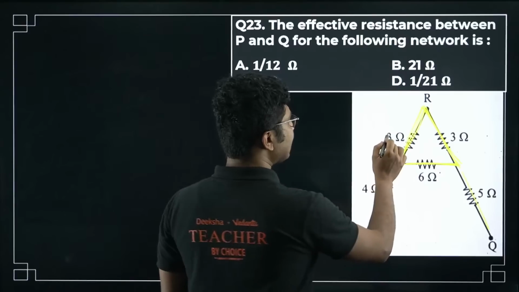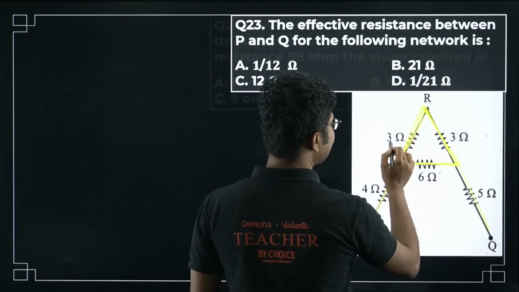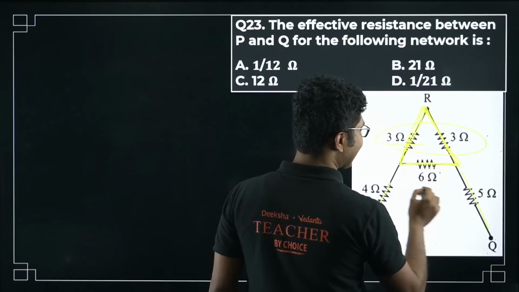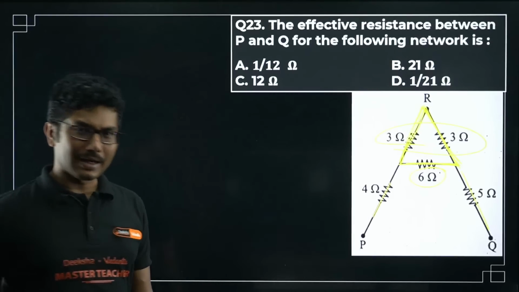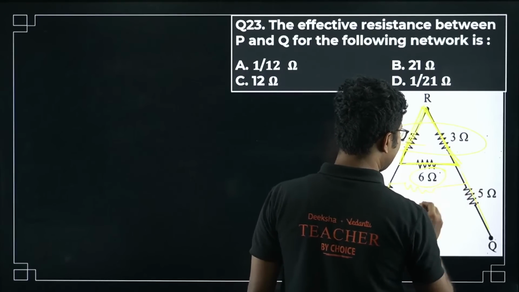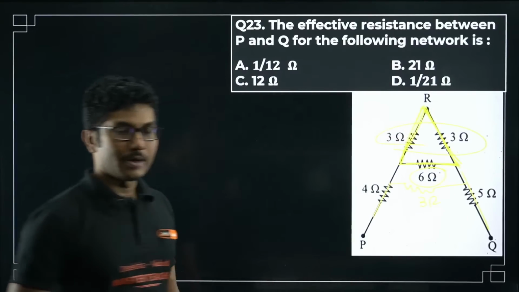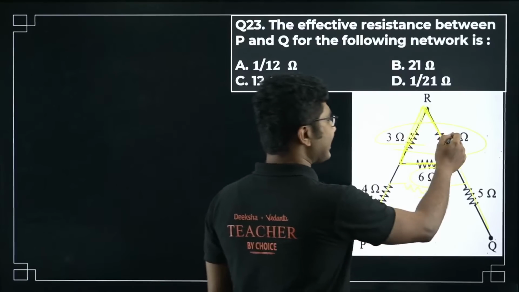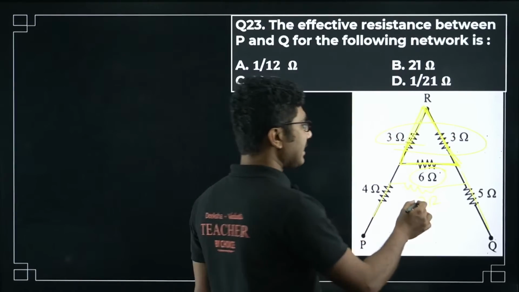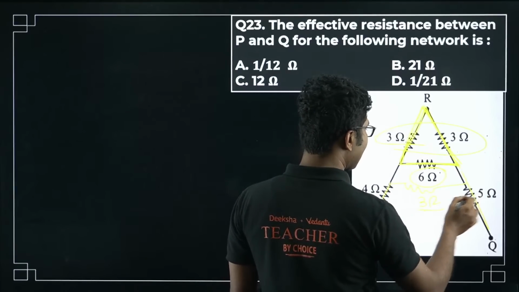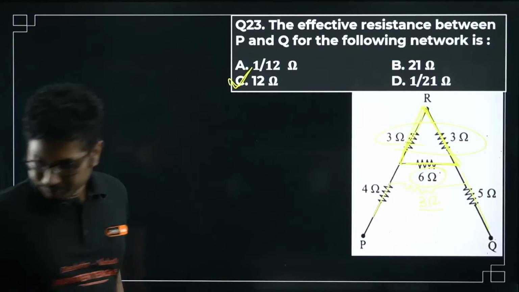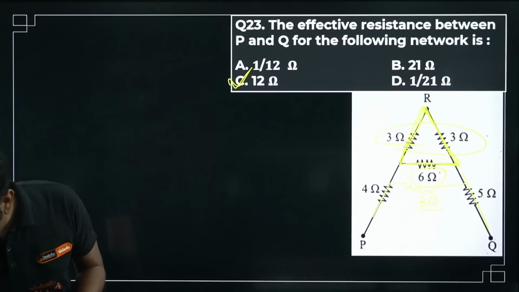So first we will calculate this. 3 plus 3 is 6. Now 6 and 6 are in parallel. If two 6 ohm resistances are in parallel, what is the equivalent resistance? It will be 3 ohm. So basically the entire thing can be replaced with a 3 ohm resistance. You have to solve it quickly, right? So 3 plus 3 is 6, 6 and 6 in parallel means the equivalent resistance is half of that, that is 3 ohm. So 4 plus 3 plus 5, which is 7, 7 plus 5 is 12, so the answer is 12 ohm. Okay, option C. Yes, correct, Sanjana.